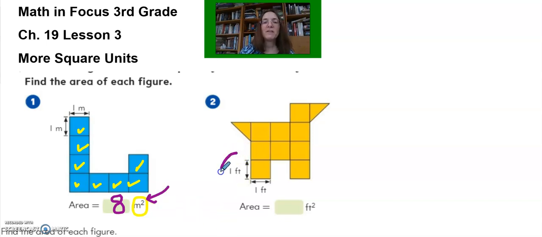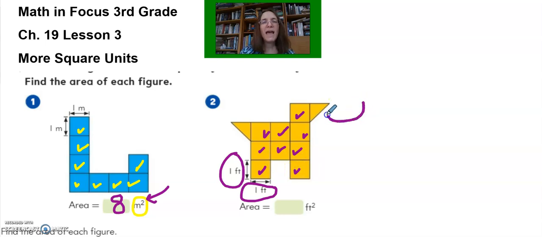Now, when I look here, I notice that this yellow one is being measured in square feet. We use that quite a bit in the United States of America, particularly when we are considering flooring options. So let's see how many square feet we have in this not drawn to scale figure. 1, 2, 3, 4, 5, 6, 7, 8, 9.